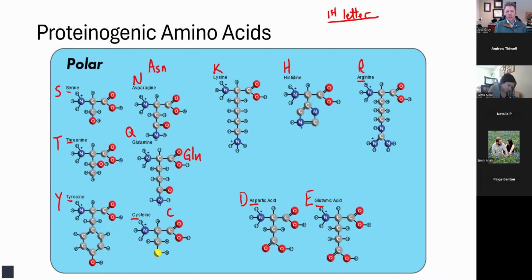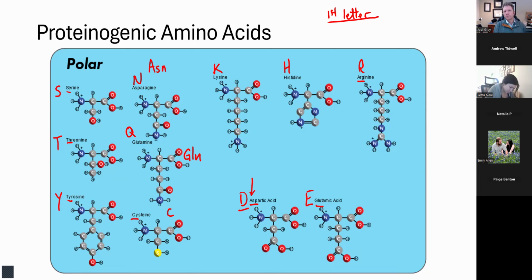So aspartic acid, we can't label that as A because there's several other amino acids that start with the letter A. So then we went on to the second idea. The second idea would be, is there a phonetic pronunciation that has a hard letter that you can use? And that's where this single letter code of D came from.